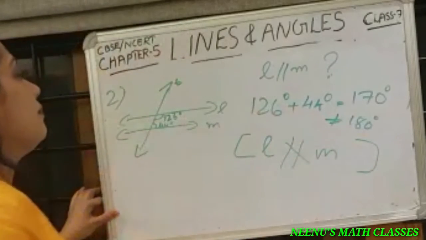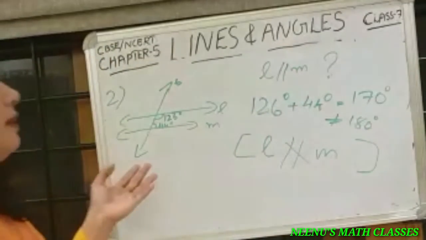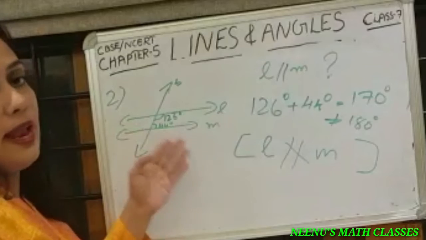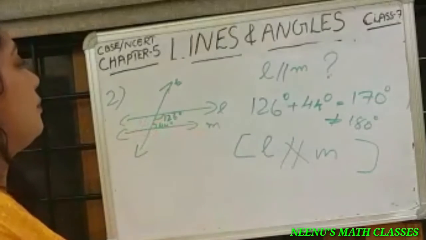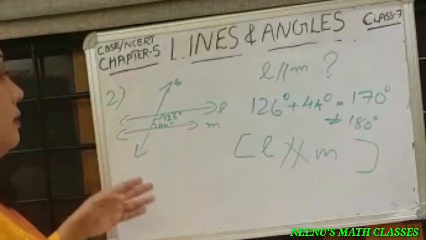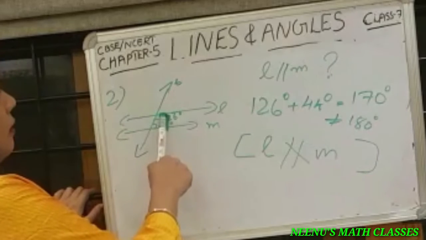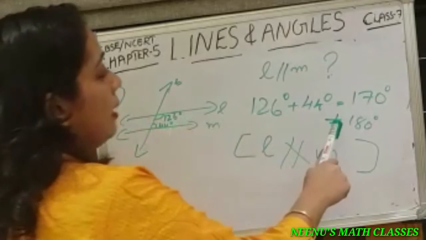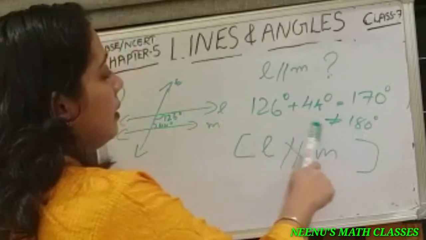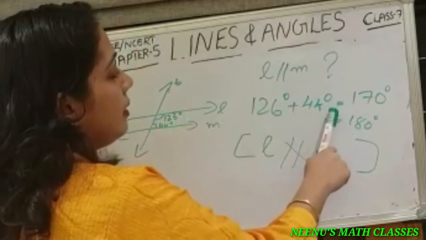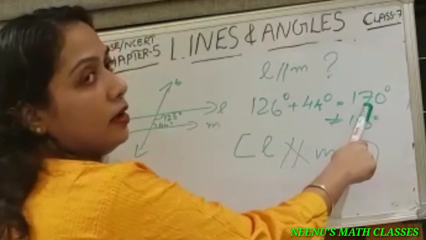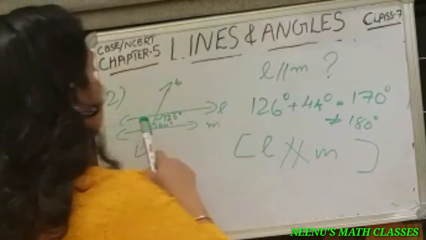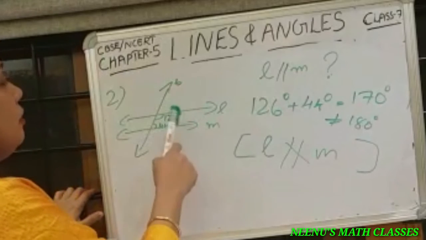Okay. This is very important. Using this method we can check if L is parallel to M when cut by a transversal. On adding the co-interior angles, we should get 180 degrees. But here we get only 170 degrees. So it is not parallel. So L is not parallel to M.